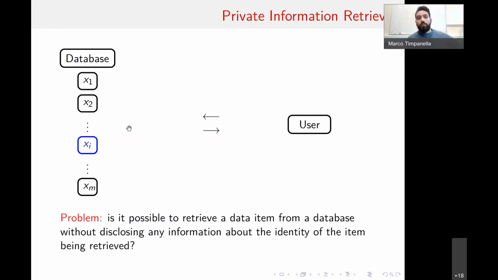Before introducing the class of linear codes that we have studied, I would like to show the context in which these codes find an application. Consider the following situation in which we have a database, which for us is a binary string, x1, x2, ..., xm, and there is a user who wants to retrieve an item from the database, but without disclosing any information on the item being retrieved. So for instance, the user wants to retrieve xi, but without giving information on the index i. This problem is called private information retrieval.